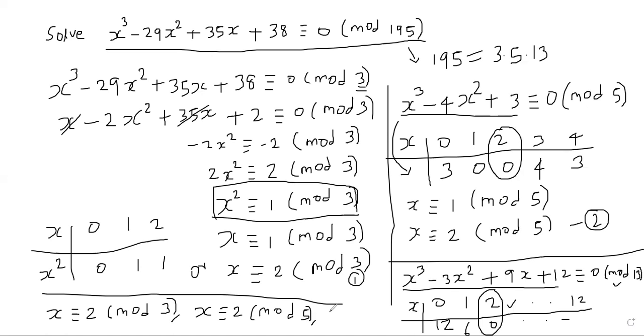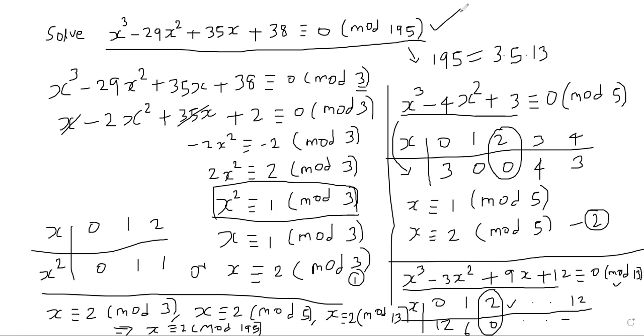Which means we can now say x is congruent to 2 mod 13 times 5 times 3. That's essentially what the Chinese Remainder Theorem says. You can just combine all of these. Clearly we can see 2 is a solution for all of these. 2 is congruent to 2 mod 3, 2 is congruent to 2 mod 5, 2 is congruent to 2 mod 13. That means we can say x is congruent to 2 mod 3 times 5 times 13, which is nothing but the original modulus, 195. So we found out that x equal to 2 is a solution for this particular congruence.